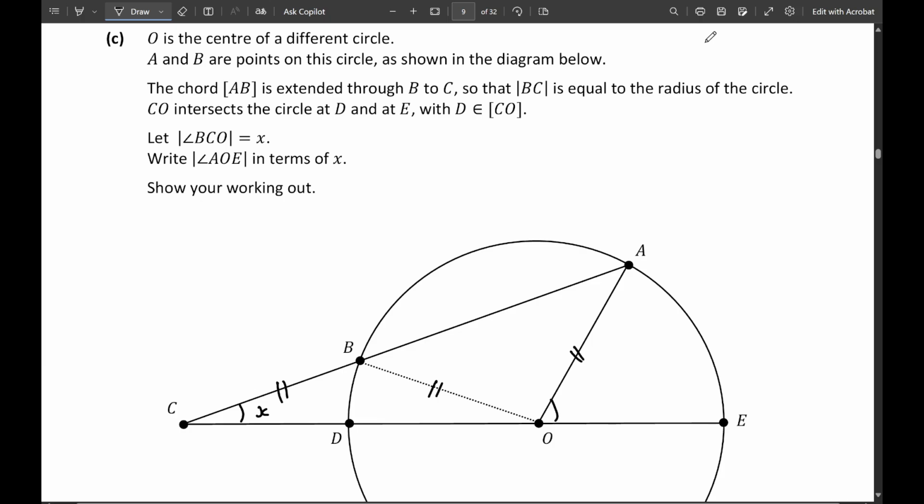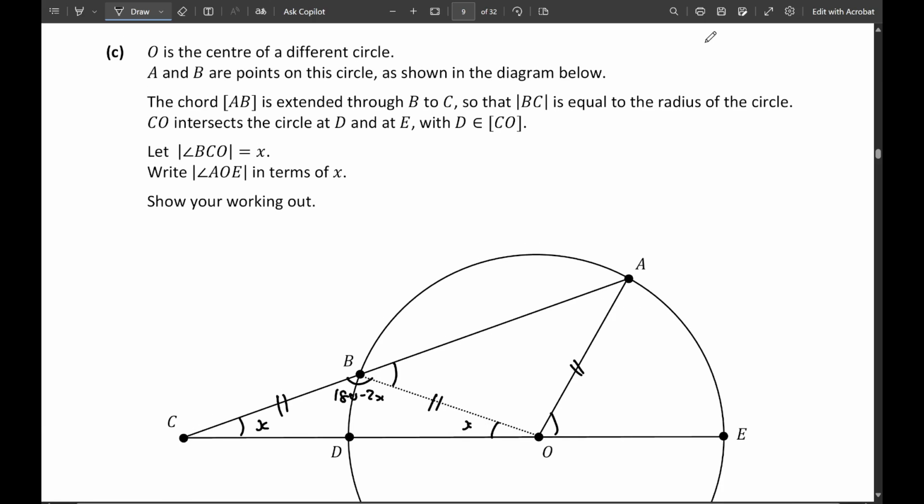So a couple of things we can work with. This angle is also x because it's isosceles. And the angles in a triangle have to add up to 180. So this angle in here will be 180 take away 2x, because if we add the 2, we'll get 180. And I guess we can work out that this one here has to be 2x, which then furthers it so that this has to be 2x.